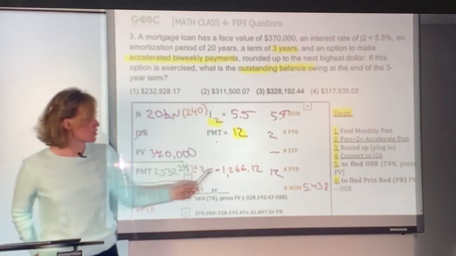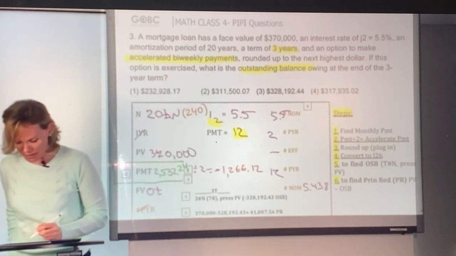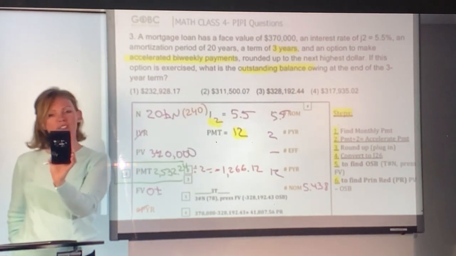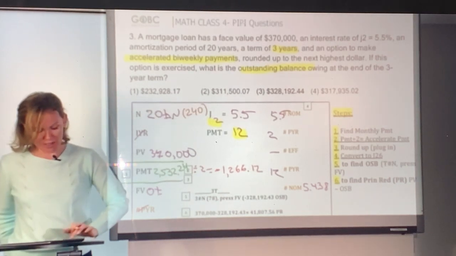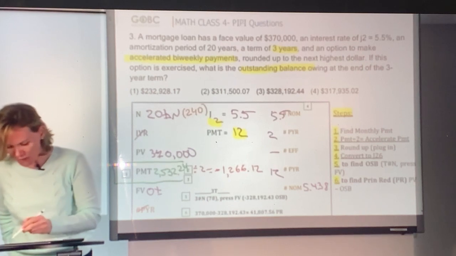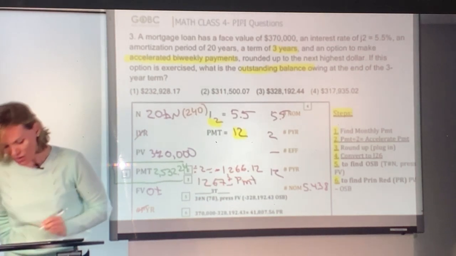But in this case, we're going to increase it to the next higher dollar, yes, to 1267. So let's put that as a new payment in. Make sure that you plug it back into the calculator. So right now, when you see that 1266, on top of it, press 1267, and then do plus minus PMT. So 1267 plus minus PMT. Put that payment back in.